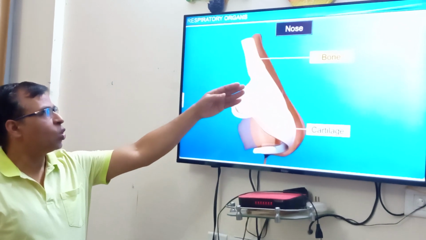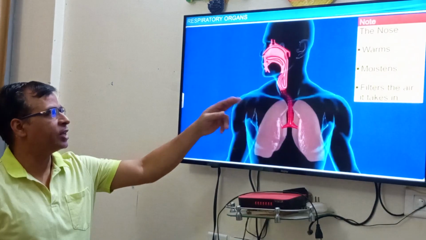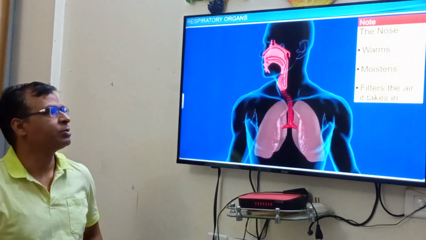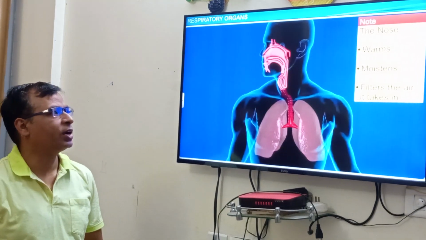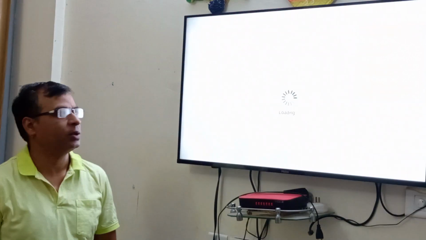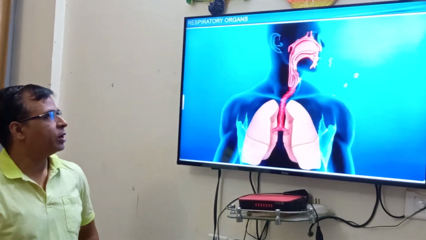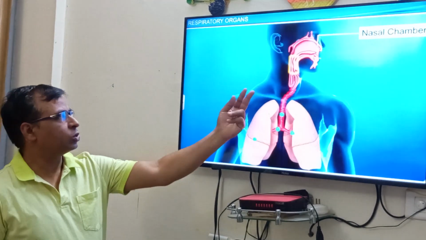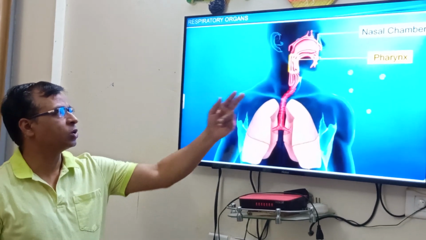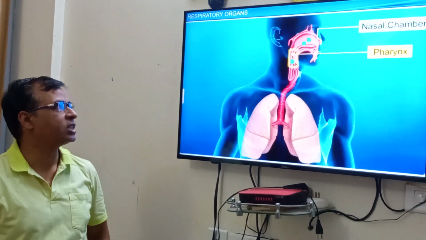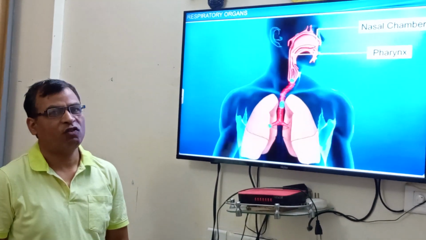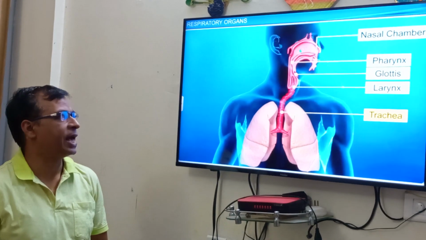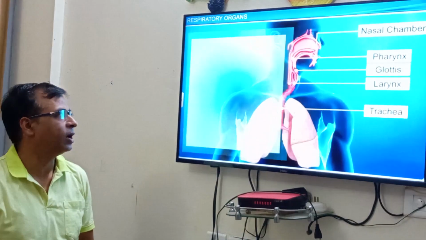The nose is made of cartilage and bones. During inhaling, the nose warms, moistens, and filters the air it takes in, so it is important. It also prevents dust particles. Air goes through two nostrils to the nasal chambers, and the nasal chambers open into the pharynx, and the pharynx goes through the glottis to the larynx and then the trachea.